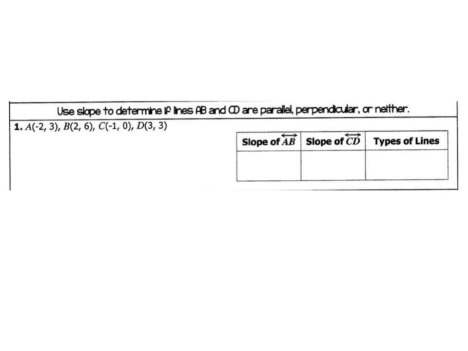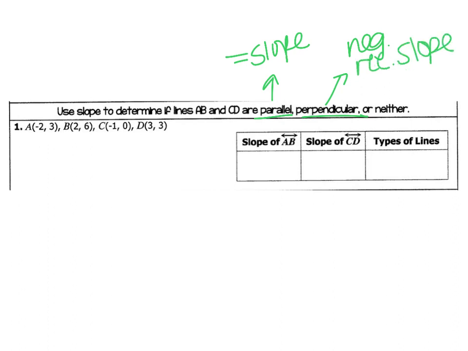All right, so now what we want to do is use the slope of our lines to determine if AB and CD are parallel, perpendicular, or neither. So if they're parallel, they're going to have the same slope or equal slopes. If they're perpendicular, they're going to have negative reciprocal slopes. And neither would just be, if they're not equal and they're not negative reciprocals, we would just write neither.